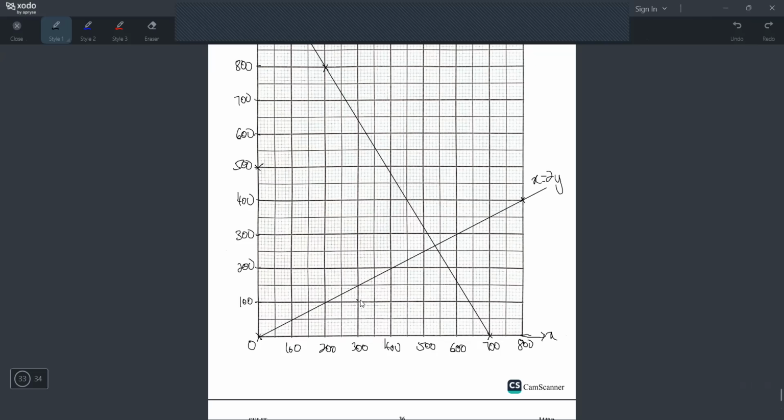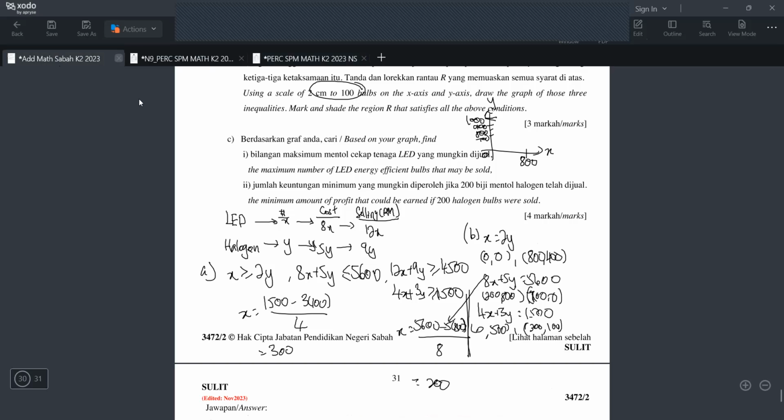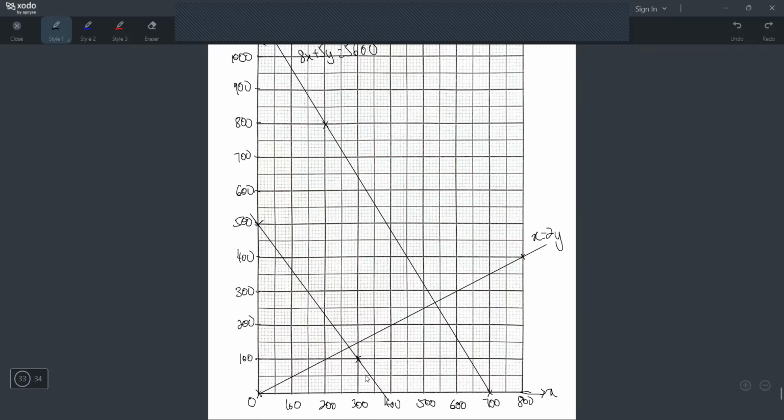Okay, so now you can join using a ruler, and then you will get a line like this. So make sure this one touches the point. Okay, I think it's good enough. Write the equation also. What's the equation? I forgot. 4x plus 3y equals 1500. So let's write here, 4x plus 3y equals 1500. Make sure you write the equation, must write. Make sure you write it also in the exam.